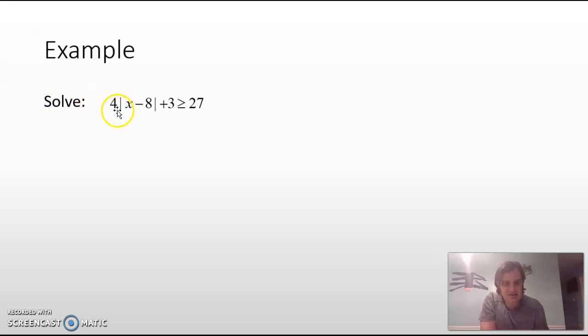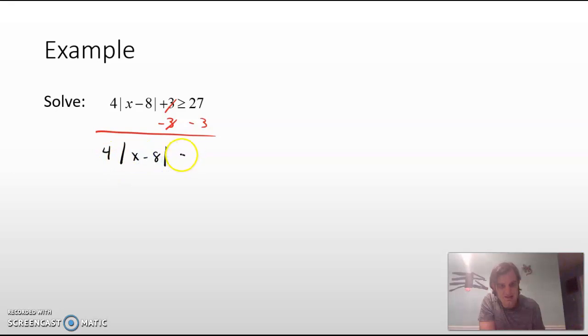So in this particular one, the example is 4 times the absolute value of x minus 8, and that is all plus 3, which is greater than or equal to 27. So the first thing to notice is the absolute value is not by itself. So that's what we want to work toward. So we're going to move the 3 over. And that gives me 4 times the absolute value of x minus 8 greater than or equal to 24.